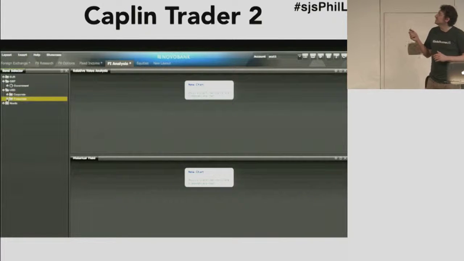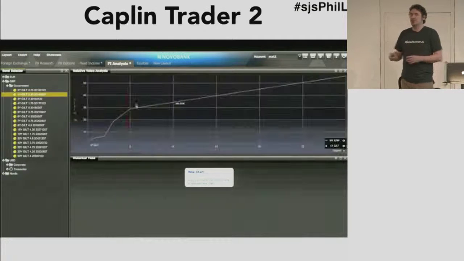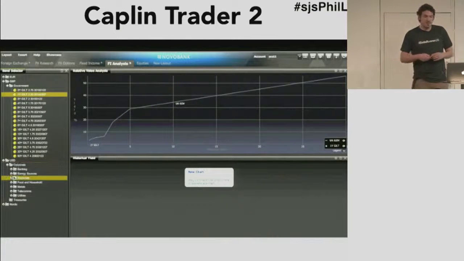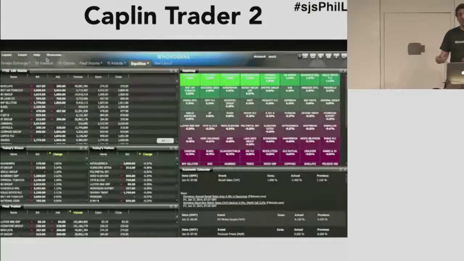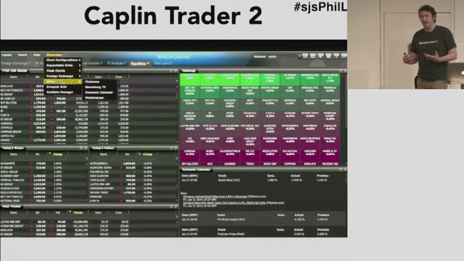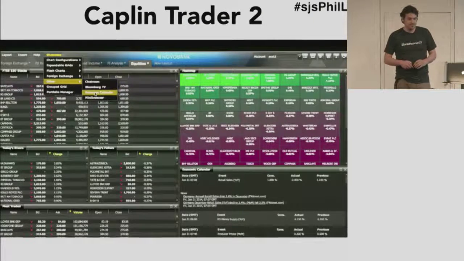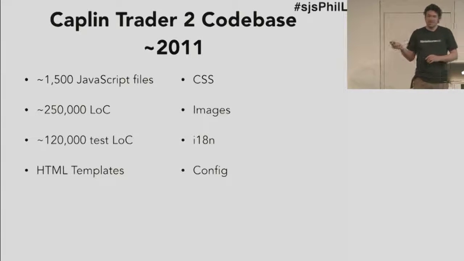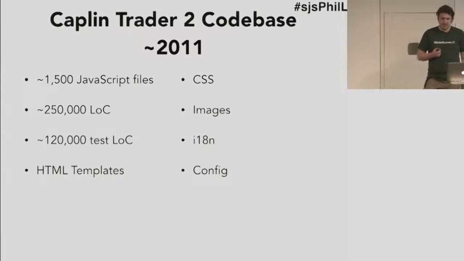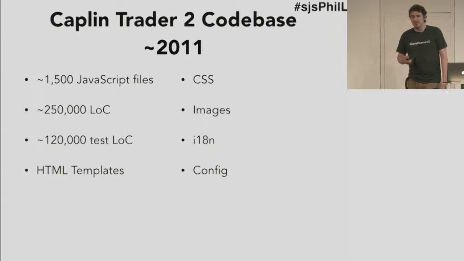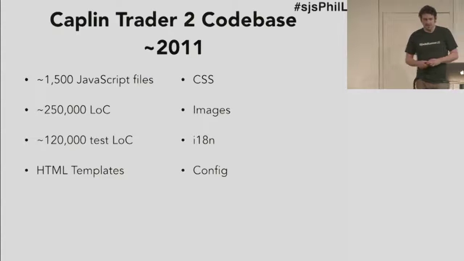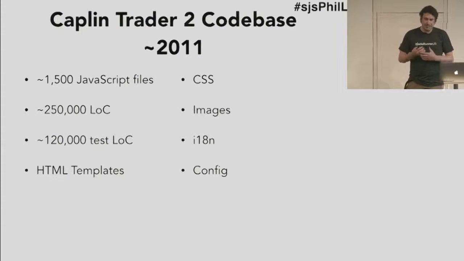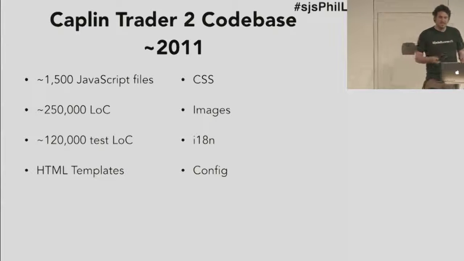This is a kind of single-page application, a desktop replacement application that you would leave open all day, a bit like Gmail. Gmail's a really good comparison. But I think the things that I'm talking about will be applicable to other highly interactive single-page applications. So Caplin Trader 2 codebase, I pulled it down just the other day to have a look at the content. There's 1,500 JavaScript files in there, 250,000 lines of JavaScript code, all that runs in the browser. Lots of test code, templates, CSS, images, and so on.